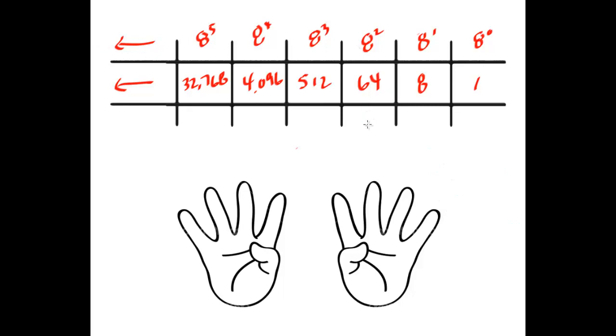And on that way as far as you want. So if we took the number 543 in base 8, we'd be talking about 5 sets of 64, 4 sets of 8, and 3 ones.